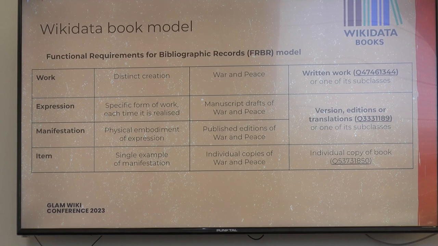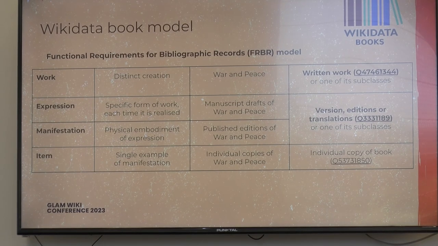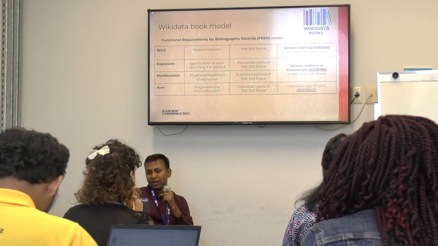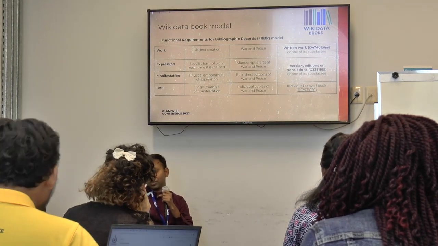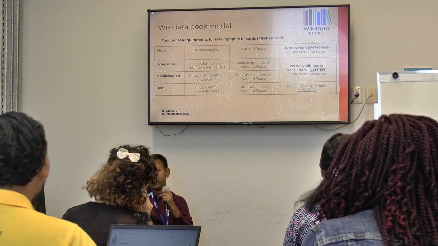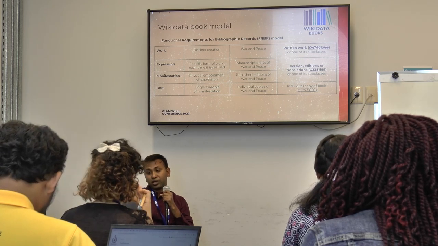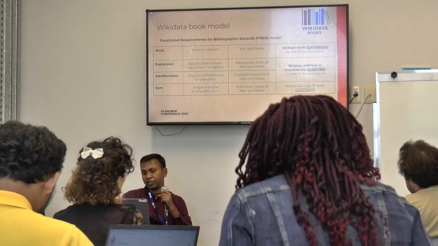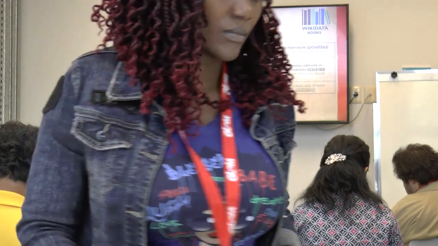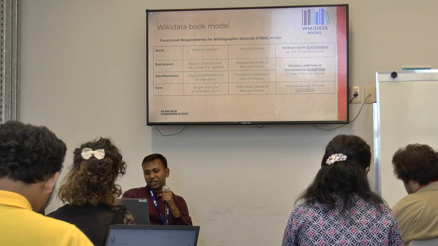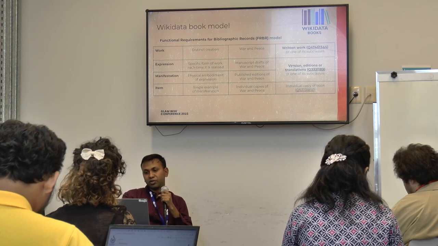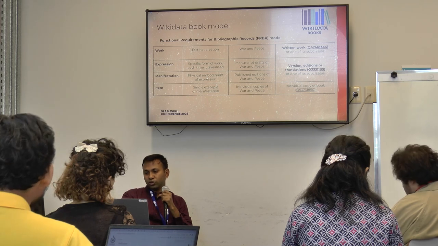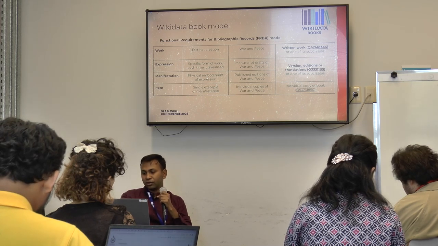So this is kind of complicated for a community like us. We are not expert library scientists, so mostly amateurs. So we have simplified it into two versions. For work, we have written work. Work can be mostly collaborative with written work or literary work. And expression and manifestation were merged into one item called version, edition, or translation. So these are the two things which are very important for the rest of the conversation.